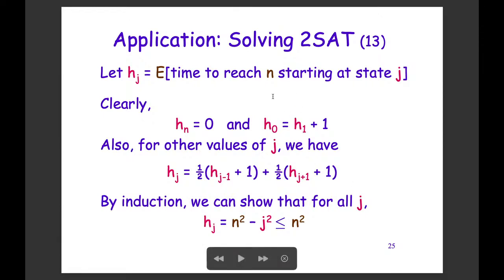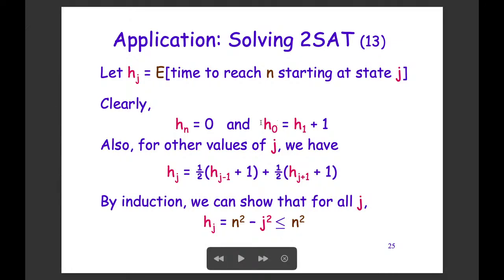So if we focus on the Markov chain in the previous page, we can define h of j to be the expected time to reach n starting at state j. So h of j, the h here means the hitting time, the time for us to hit what we want. So hitting time if we start from state j. Obviously, if we are already at state n, h of n is equal to 0. We don't need any more steps. We are already at state n.